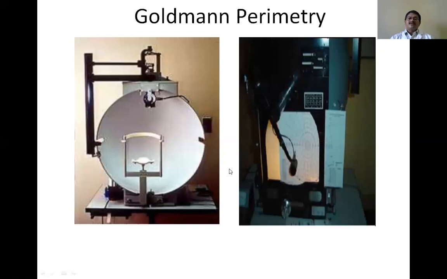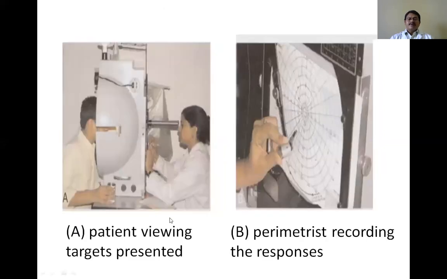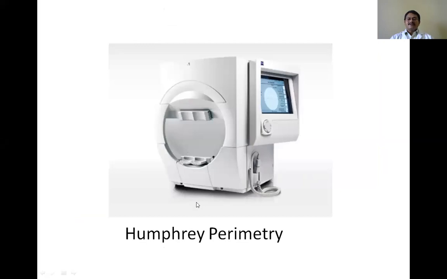Okay, this is another perimeter, the Goldmann perimeter. Before the invention of static perimeters, the Friedmann and the automated vision, this was the gold standard for doing the field of vision. Here the patient is viewing the targets, and this is the perimeter recording the chart on the other side. Okay, this is the Humphrey field analyzer, which is the most common. This is the eye tracker, this is the trigger, this is the board where you can view, and this is the chin rest.